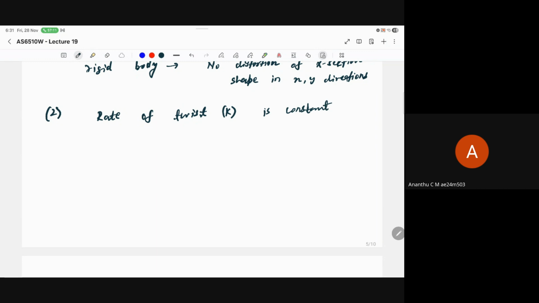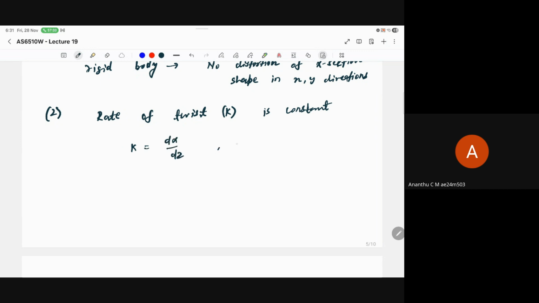Okay, this is not basically changing type. So whatever this rate of twist is, it is basically constant. Starting, it is zero. Twisting is zero at the bottom, and twisting is maximum at the top. And the rate of change of that is constant. So, rate of twist: K is your d alpha upon dz.